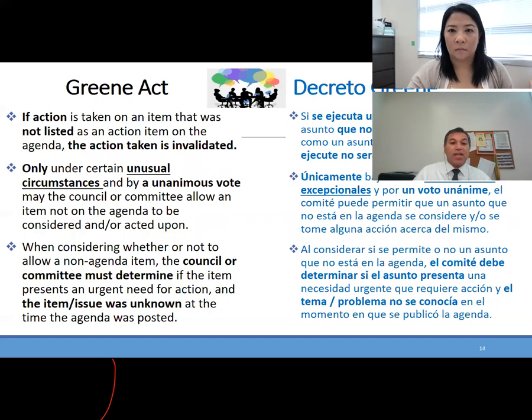Again, if someone talks about something that's not on the agenda and there's not a motion, then that action taken will be invalidated. Usually only under certain unusual circumstances, with a unanimous vote, the council can talk about something that's not on the agenda, but it has to be unanimous. The council must determine whether it is important to talk about at the time: is it urgent, or can we talk about it at the next meeting?